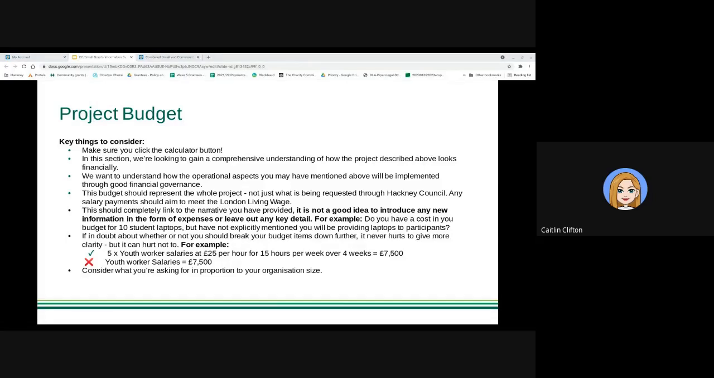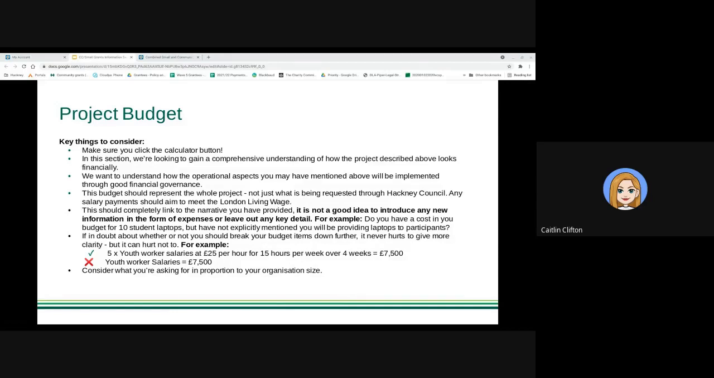The budget should represent the whole project, not just what's being requested through Hackney Council, and we hope that the budget calculator will help applicants to make sure that they do this. We also want to make sure that any salary payments should aim to meet the London living wage. Now, we know that's not always possible. We know that that's going to take time, but absolutely do not be afraid to put the London living wage in your application.